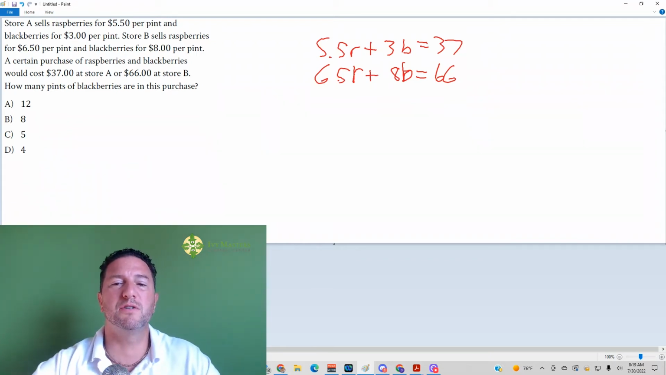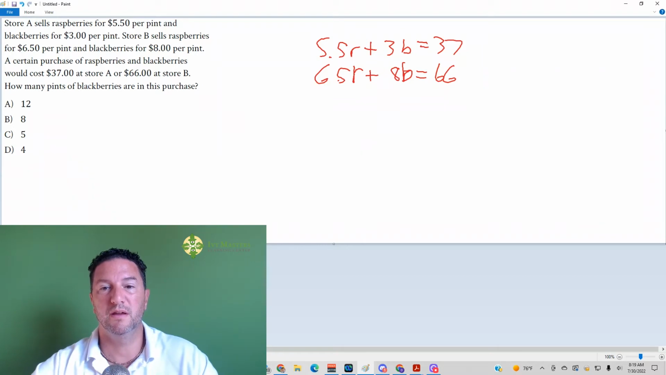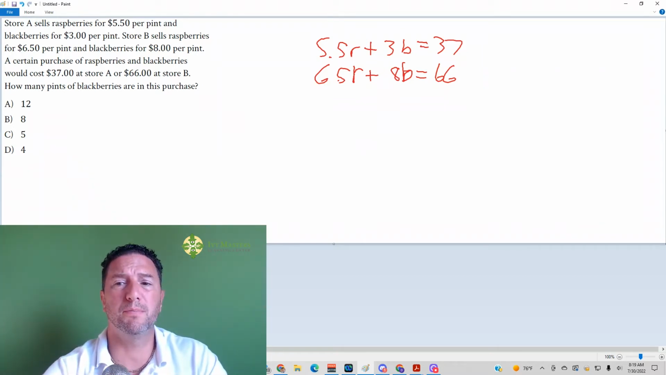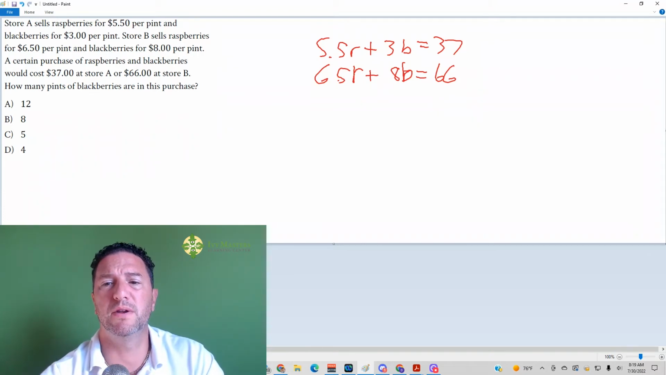Now, this one's kind of a judgment call, because it's easier to multiply the top by 8 and multiply the bottom by 3 and eliminate blackberries, but then you've got to plug back in the value you find for raspberries and see what they would be, solve for blackberries. But what I'm going to do is I'm going to show you least common multiple. So here, what you'd have is 5.5, 6.5, and if we factored these, now I'm going to pretend that these are whole numbers. Let's cut out that decimal.